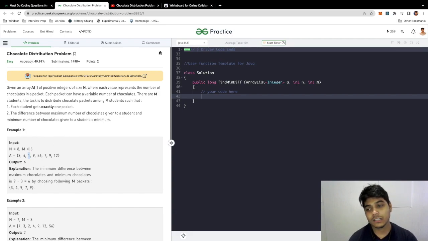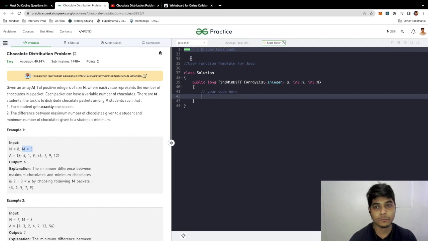In this problem, we're given n, which is the number of chocolate packets that we have in our hand right now, and m, which is the number of students that we have. The idea is to distribute these chocolates to five students, such that the difference between the student who gets the lowest number of chocolates and the student who gets the highest number of chocolates is as minimum as possible.